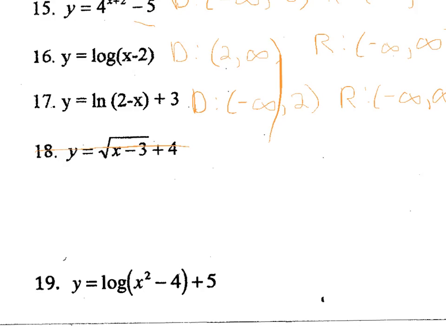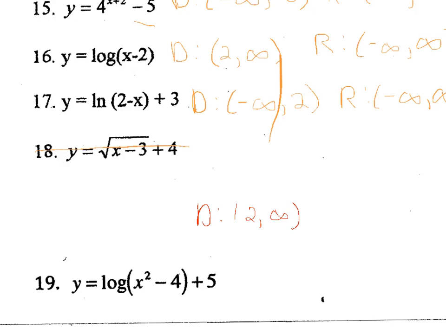Number 19 is a little bit tricky. We have x squared minus 4, and again, we cannot take the log of any number that is negative. So we would be allowed to plug in any number that is bigger than 2. So our domain would be 2 to infinity.